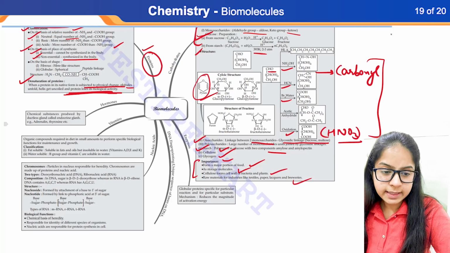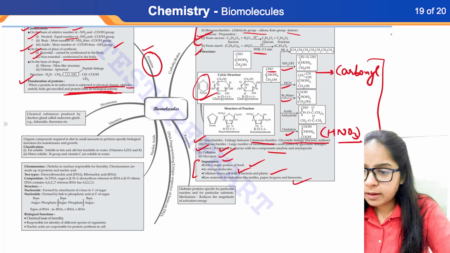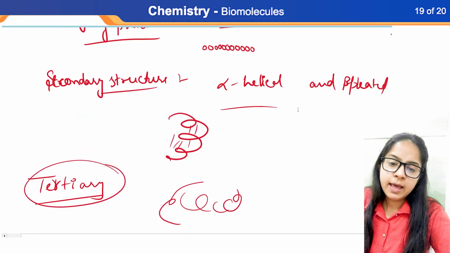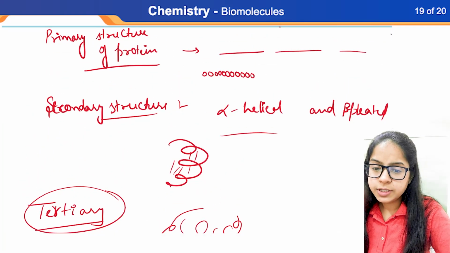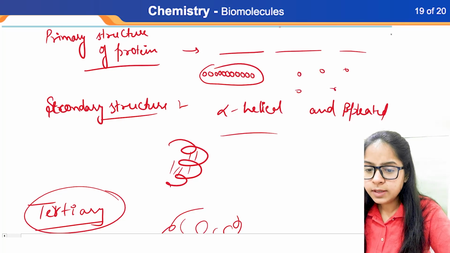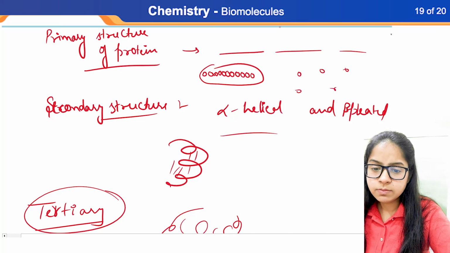Now, to combine this, after the denaturation, one thing that you need to remember is that denaturation doesn't separate these molecules. Okay, it doesn't separate these molecules.